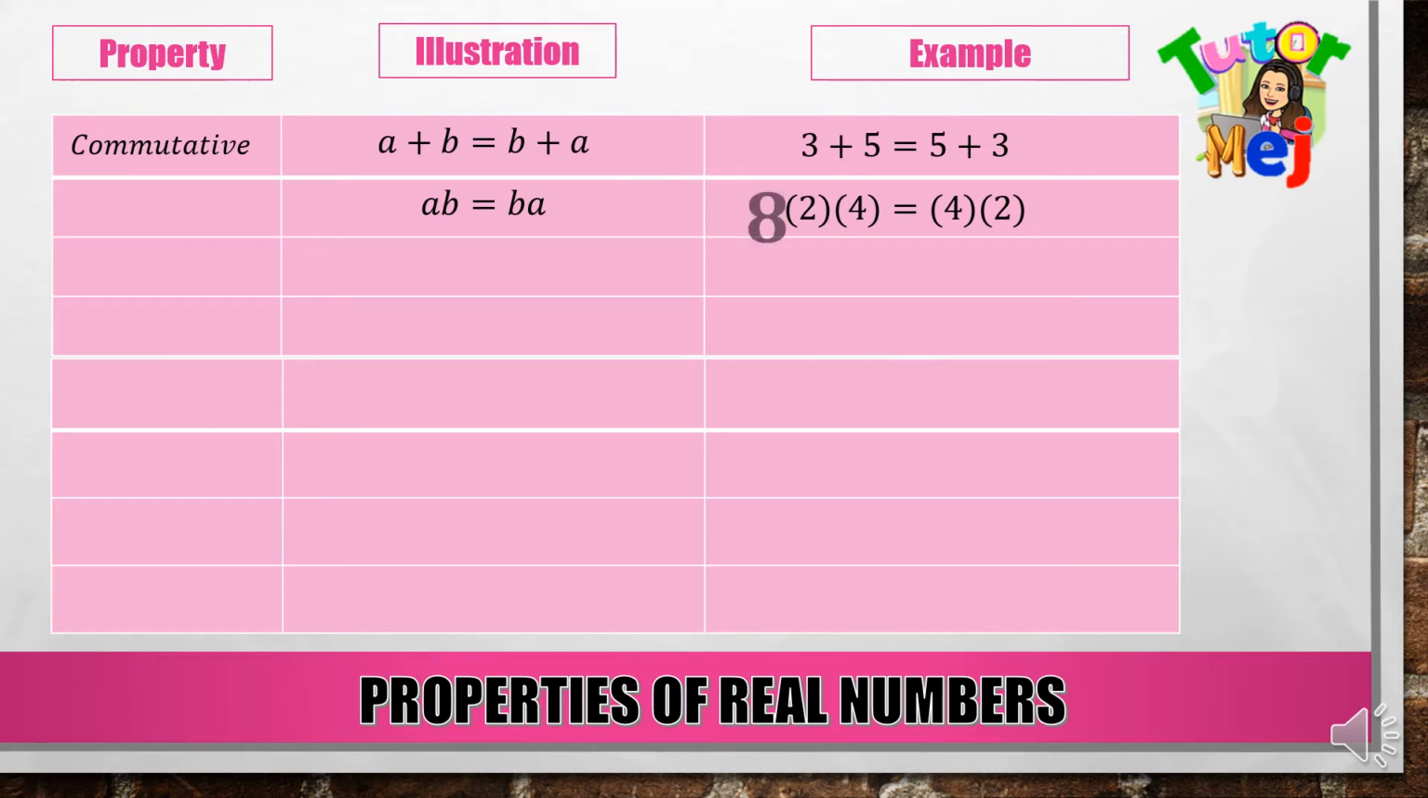So, what is 2 times 4? 8. 4 times 2, 8. Ibig sabihin din yan, magkabaliktad man o magkapalit man ng pwesto si 2 and 4, pareho pa rin yung magiging sagot.